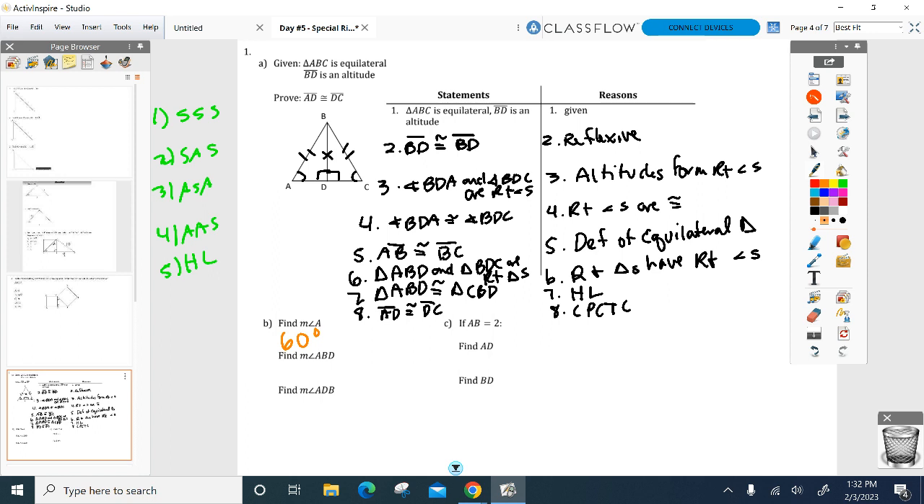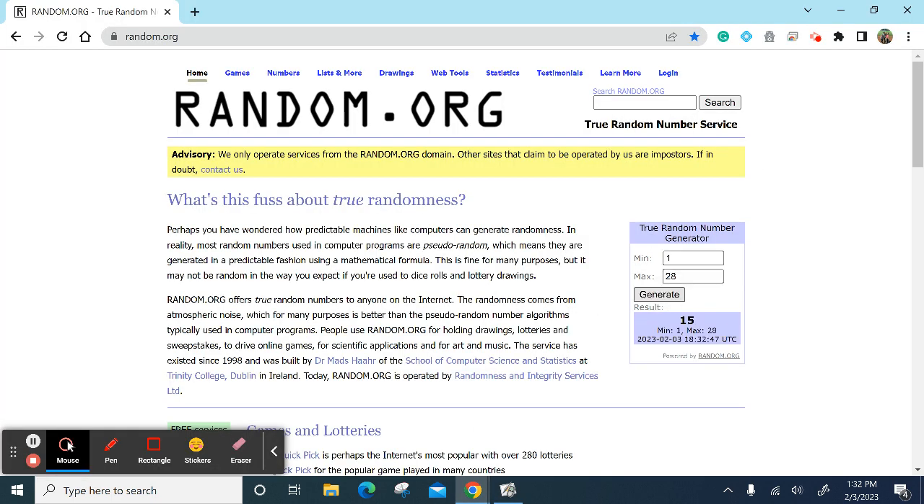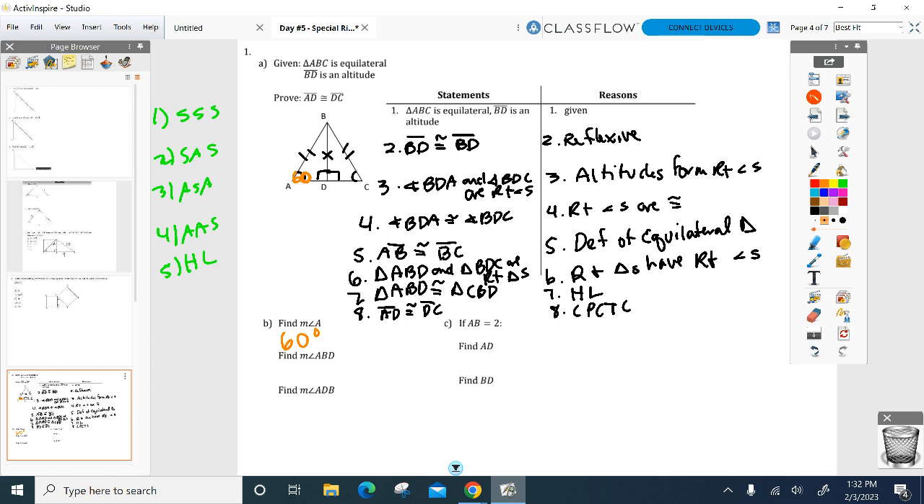We just found angle A was 60. 15. What must have been angle ABD? 30. 30. Good. And we already had an altitude there, so I'm not even going to ask. Angle ADB must have been 90 degrees.